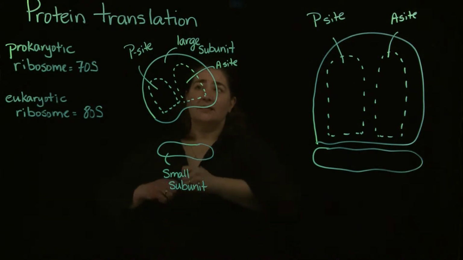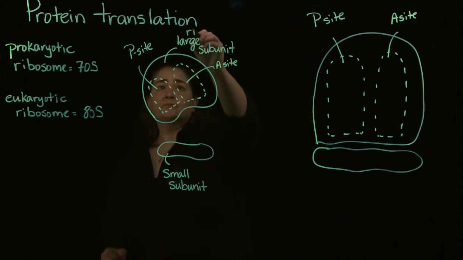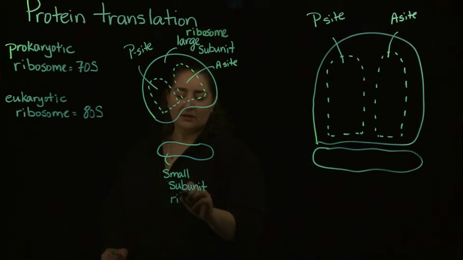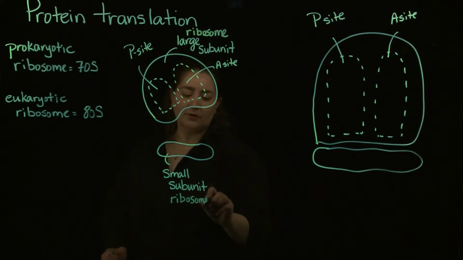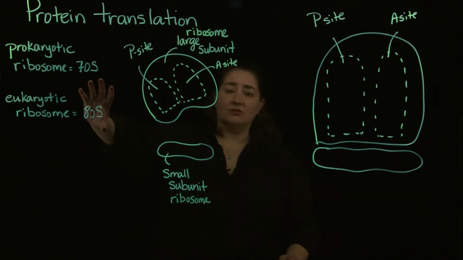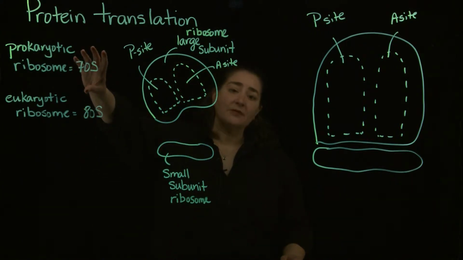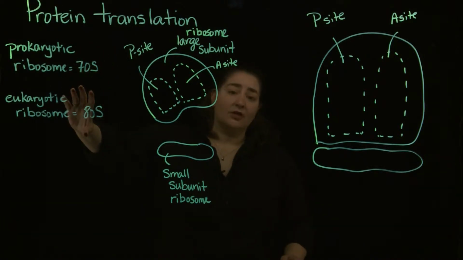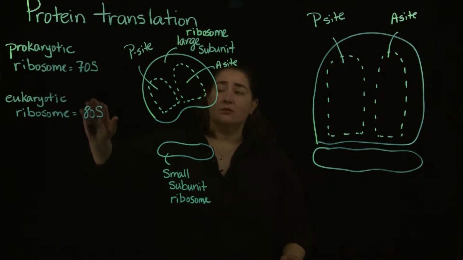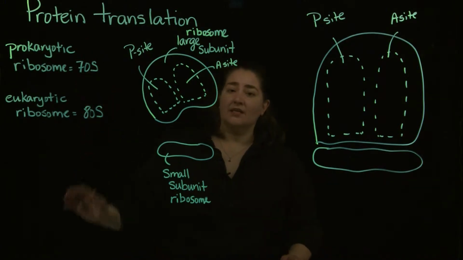This is the large subunit of the ribosome. This is the small subunit of the ribosome. One of the things that I need you to understand is that there is a difference in prokaryotic ribosomes and eukaryotic ribosomes. If you notice, I've got two numbers here. I've got 70S and I've got 80S.